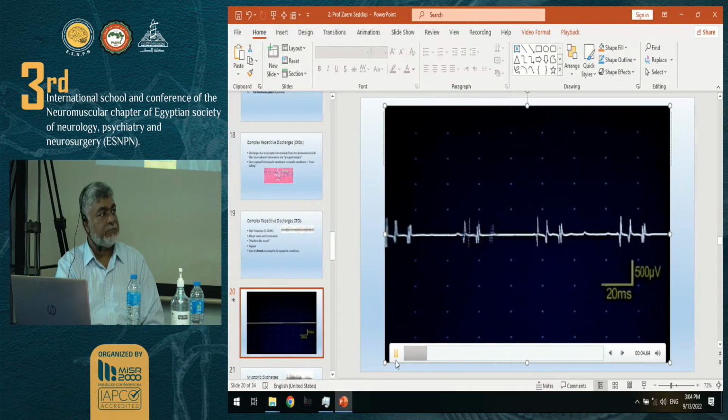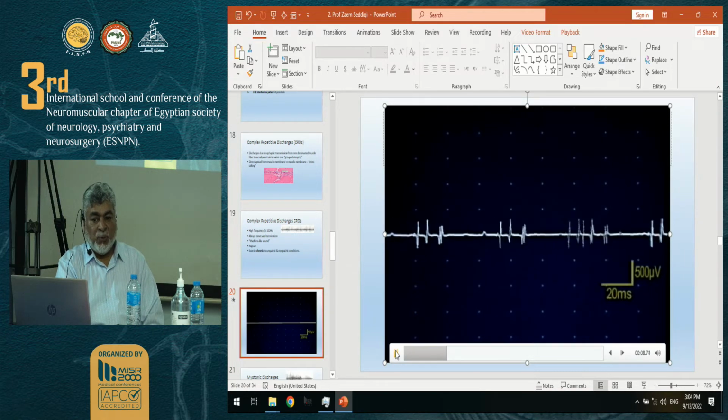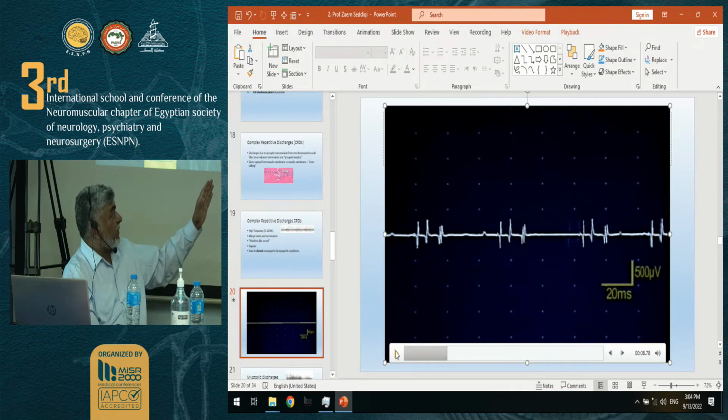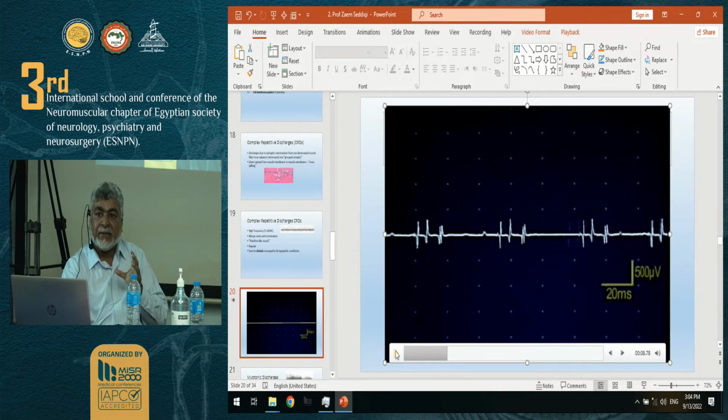Just like machine. It's a CRD. Very regular, same group of motor units firing, periodically, regularly. The hallmark is that it stops suddenly. You'll see it in a second, it'll stop all of a sudden. So you can see multiple muscle fibers or motor units linked together. They fired in a linked pattern repeatedly at a particular frequency, very regular, and they're sudden onset and sudden stopping.